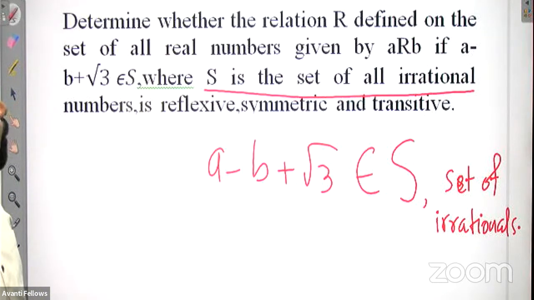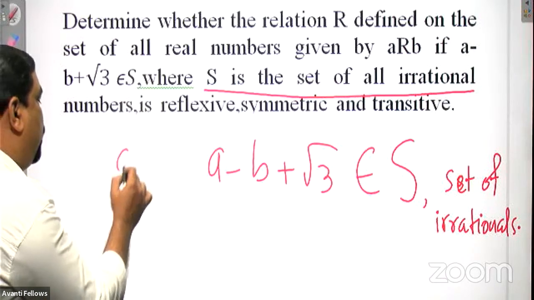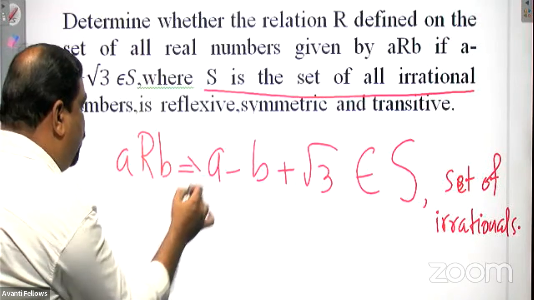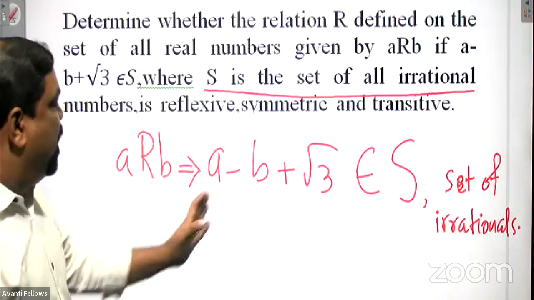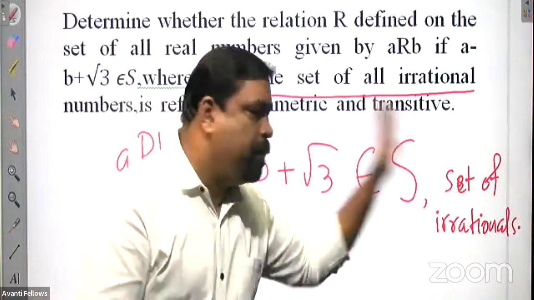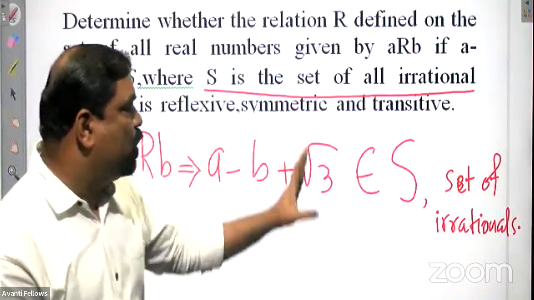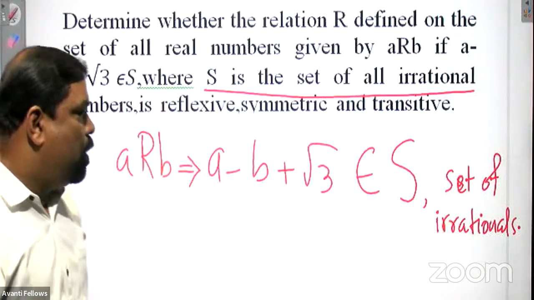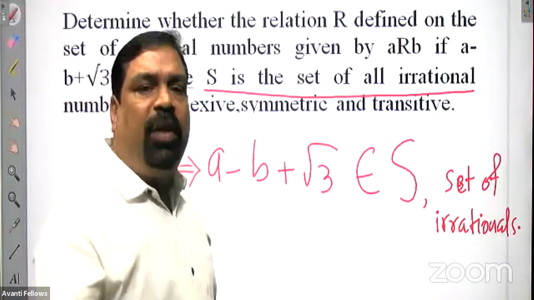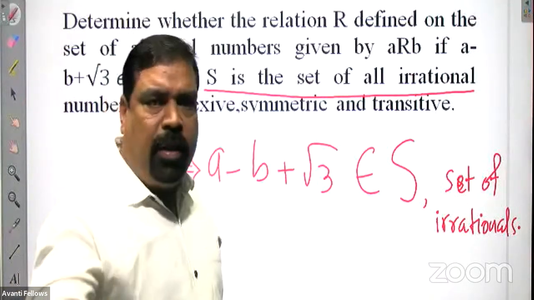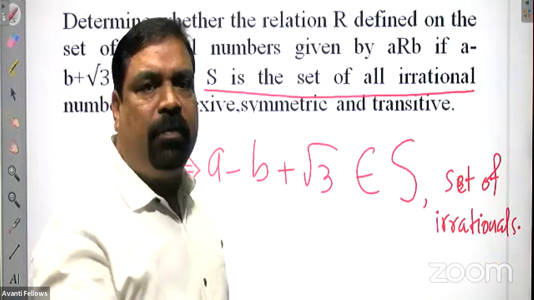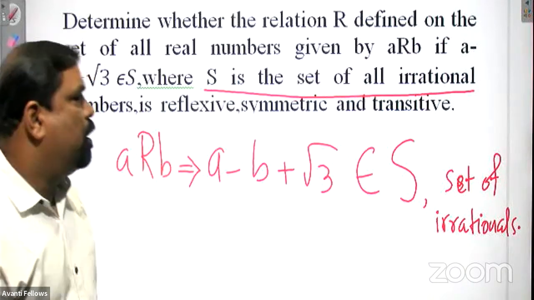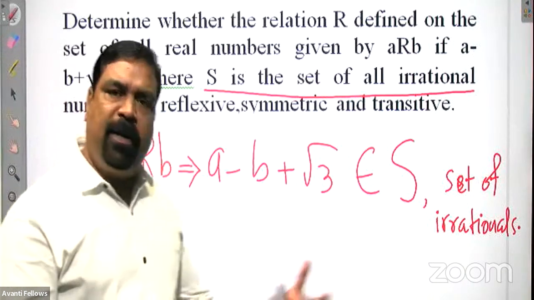So the relation is: A is related to B if A minus B plus root 3 is an irrational number. That's the meaning. That is the relation. If A minus B plus root 3 is an irrational number, we say that A and B are related. That is the question actually. So we have to check reflexive, symmetric, and transitive.